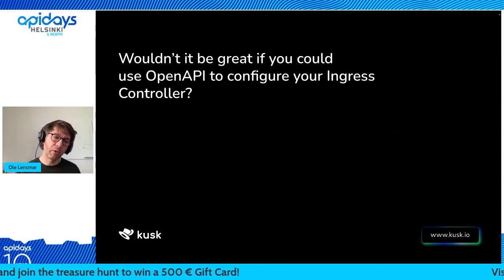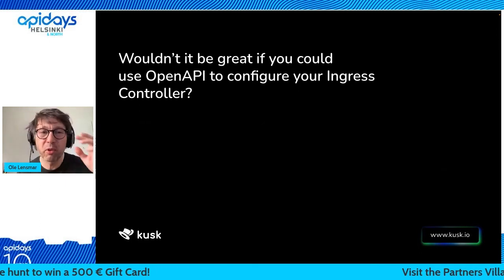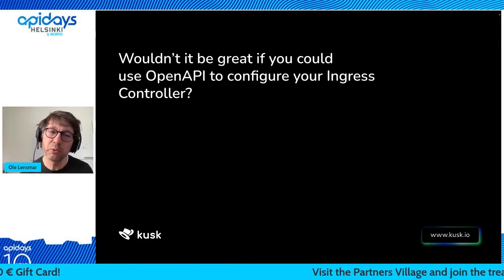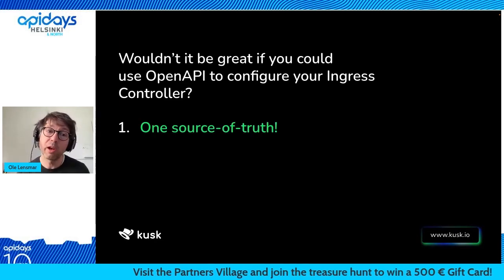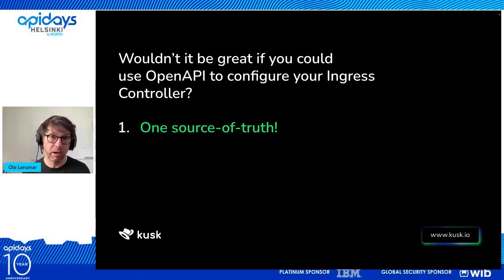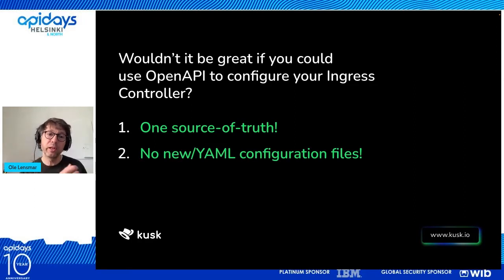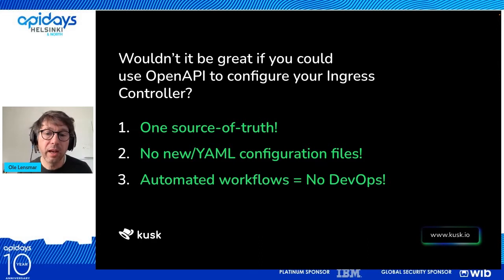So taking a step back and looking at everything I've already talked about, wouldn't it be great if you could use OpenAPI to configure your ingress controller, just like we've talked about now? You'd have one source of truth, your OpenAPI definition. You wouldn't have to learn any new YAML configuration files, and that's usually a good thing. And you could easily automate your workflows. You wouldn't be affected by these contentions that I mentioned.